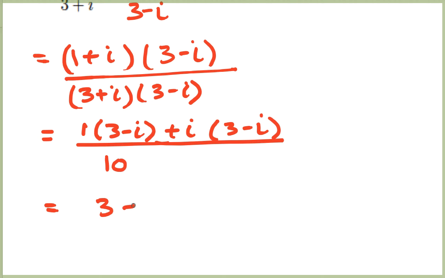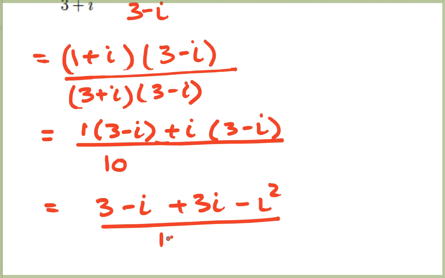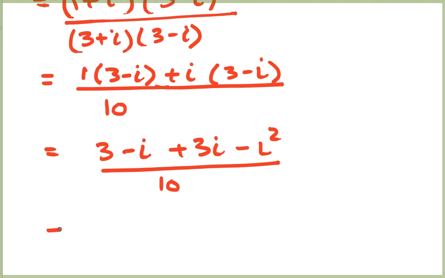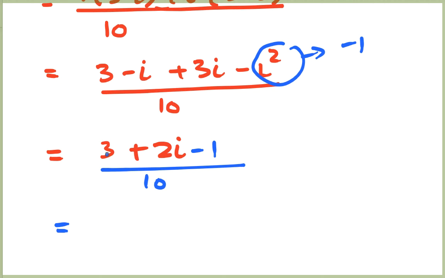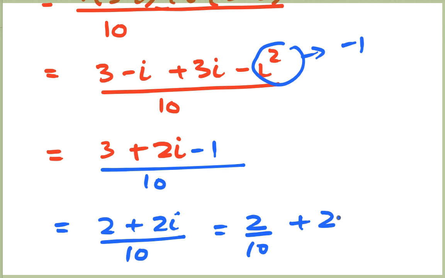So what are we getting? 3 minus i plus 3i minus i squared over 10. Add the like terms, minus i and 3i here. So we get 3 plus 2i. Now remember, we're going to replace this i squared by minus 1, over 10. So adding 3 minus 1, we get what? 2 plus 2i over 10. Now to write it in the standard form, I can write this as 2 over 10 plus 2i over 10. A little simple algebra. This is the same thing as saying 1/5 plus 1/5 i.